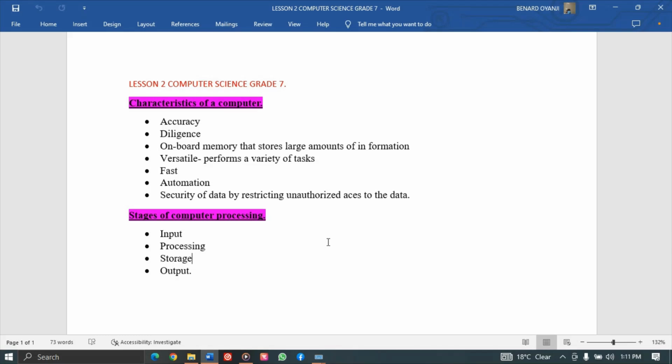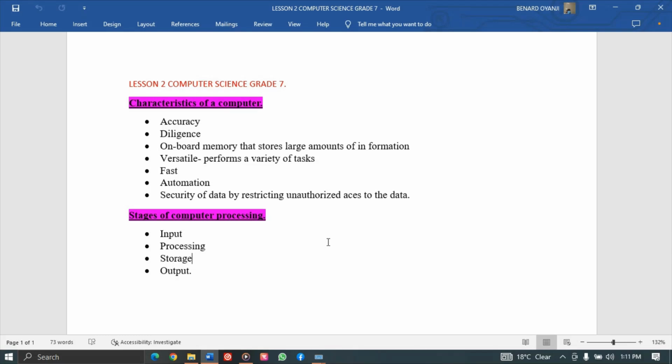Apart from that, we have diligence and we also have accuracy. So when we talk about accuracy, it simply means that it's very accurate. It performs its tasks accurately. It's not prone to mistakes, like for example a human being. So it's very accurate. When you carry out tasks using a computer, you are sure, or you are guaranteed, of accuracy.